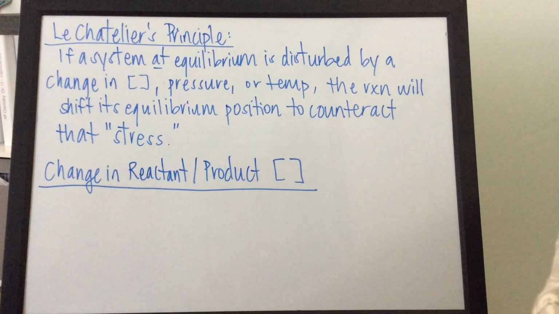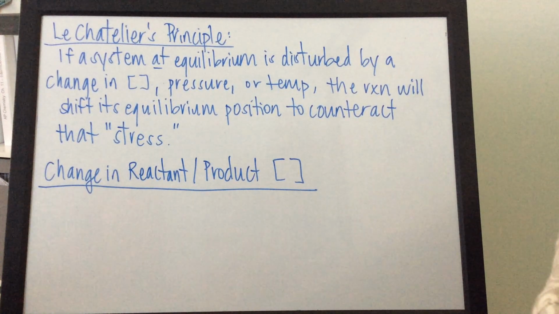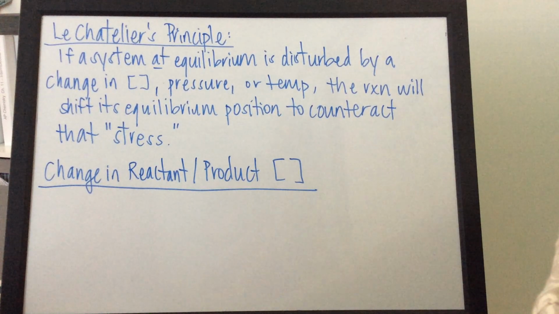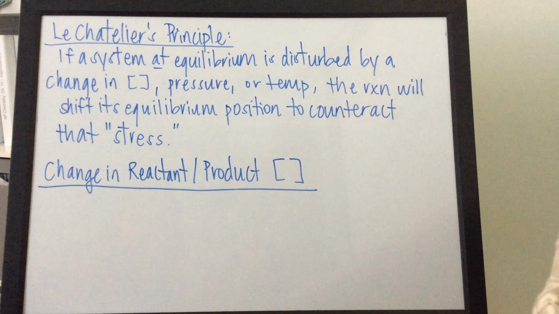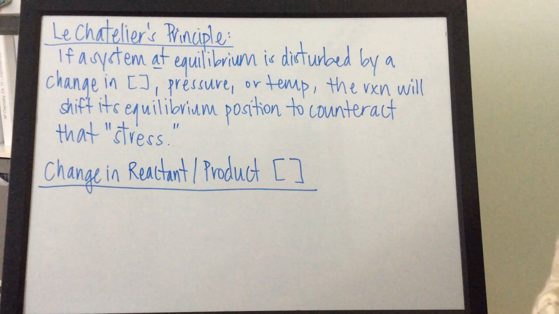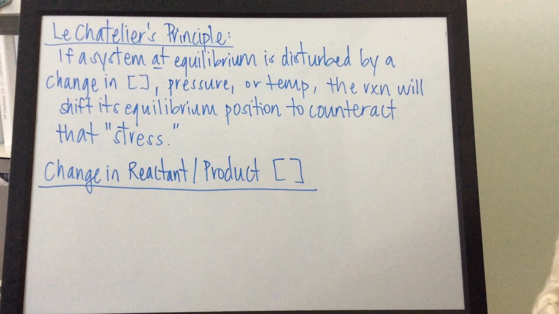Okay, so what we've learned so far is that we can have a system at equilibrium. We also have learned just prior to this that we can have a system that is not at equilibrium, and we talk about how it moves to reach equilibrium, and that was the whole discussion of the value of Q, the reaction quotient, versus K. But this is a discussion of what happens if you have a system that's at equilibrium and it's disturbed somehow. And so this discussion is something called Le Chatelier's principle.